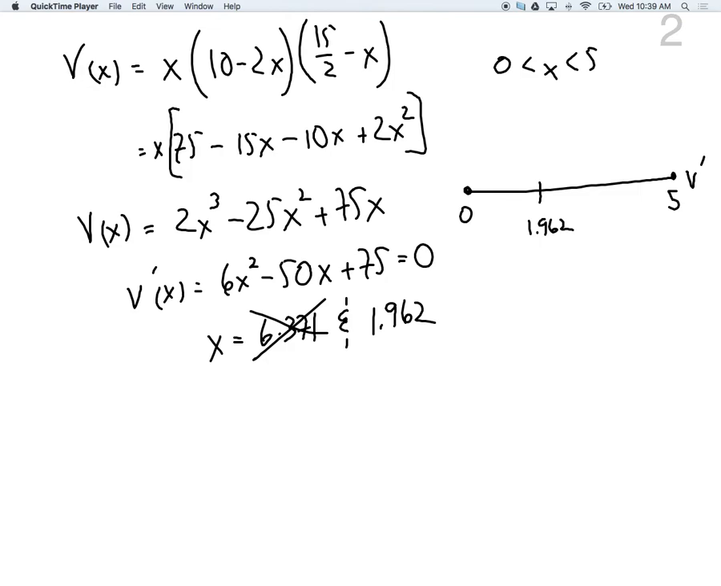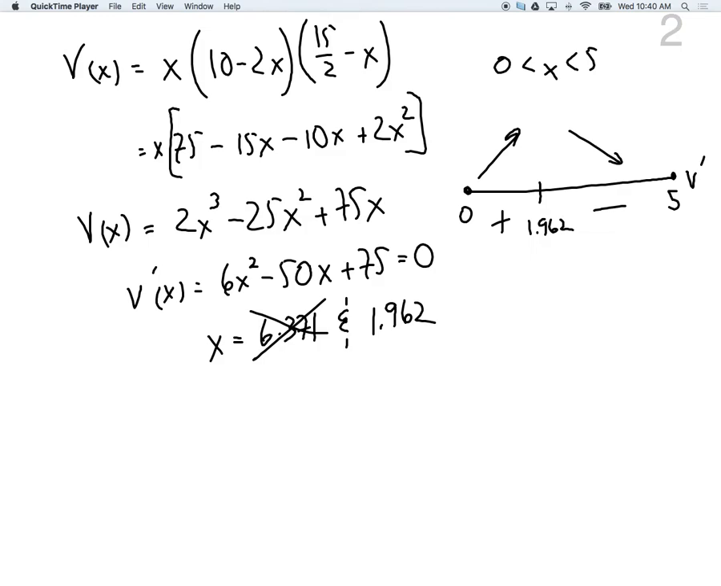What number works well to the left of 1.962? 1, good. Put 1 into the function. That's going to be 6 minus 50 is negative 44, plus 75 is positive. And how about 3? That would be 6 times 9 is 54, minus 150, plus 75 is negative. It's negative. Don't blow this off. Meaning, don't assume that you know it's going to be a maximum and just fill this in. Check it, because sometimes you'll get weird answers where it doesn't work.